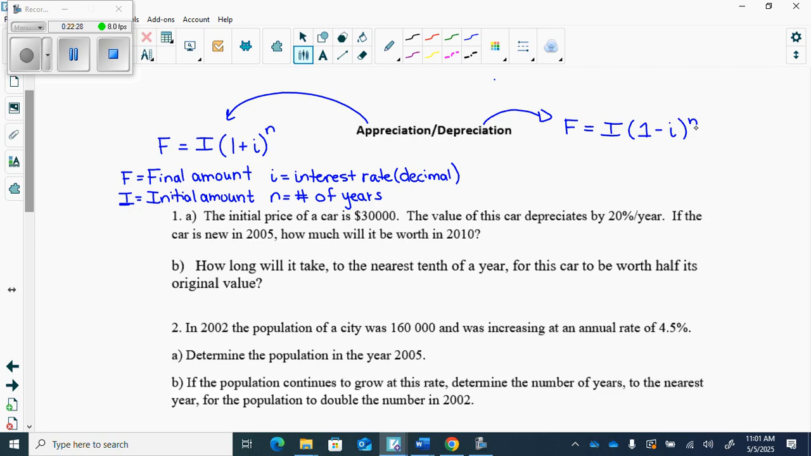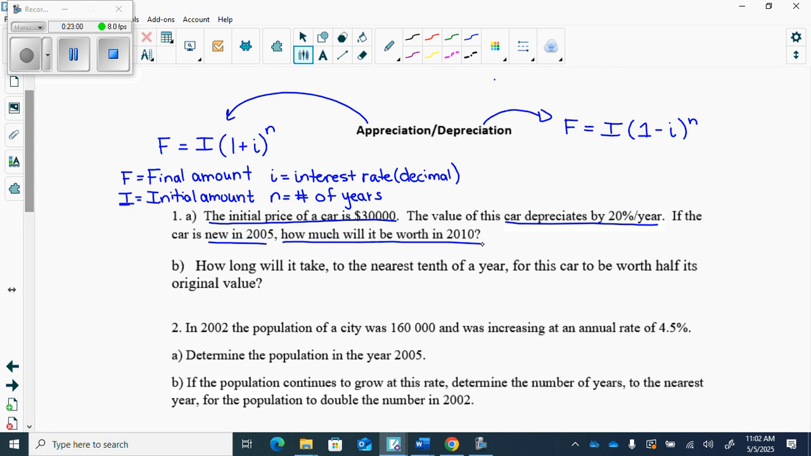So, let's look at number 1. The initial, and I'm going to write it in here, but I would prefer you guys to try and do it on paper or something, because it's just going to be real squishy. Up to you. So the initial price of the car is $30,000. The value of the car depreciates by 20%. I'm going to do this below after. If the car is new in 2005, how much is it worth in 2010? So I'll write down what the things are here, but we're going to do the math below.